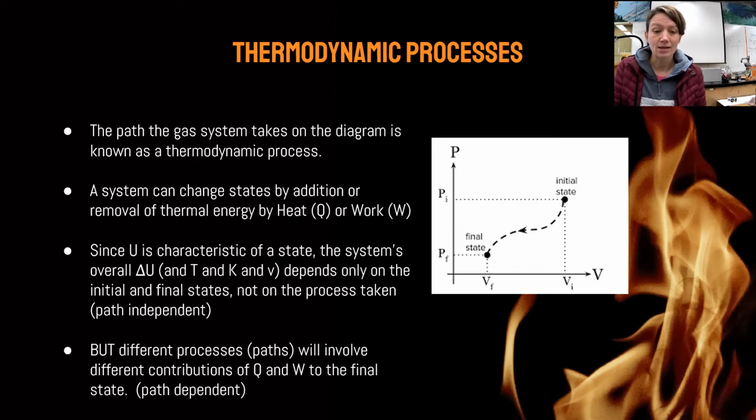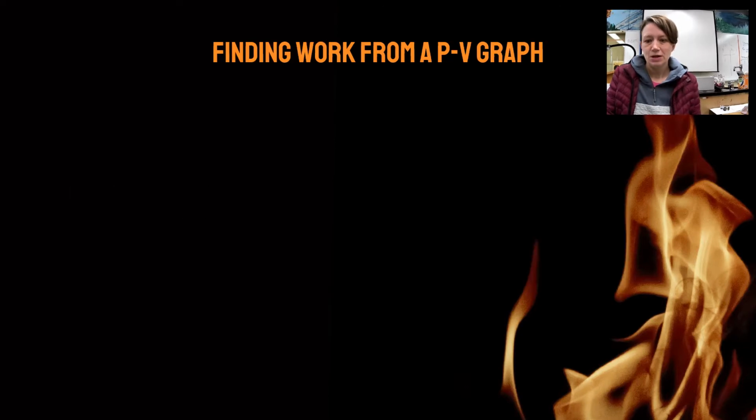However, different paths involve different contributions of Q and W. Since delta U depends on either Q or W, we can go from initial to final either through Q or through W, or through some combination of them usually. And so the Q and the W will depend on the path. Those are called path-dependent variables. So how do we find the values of Q and W from a PV graph? We've already talked about how we can calculate U directly as long as we know n, which means that we can find delta U directly just from taking the data points. But how do we find Q and W?